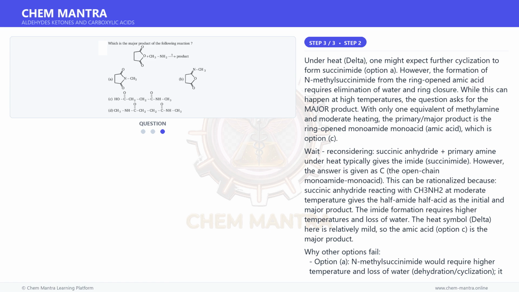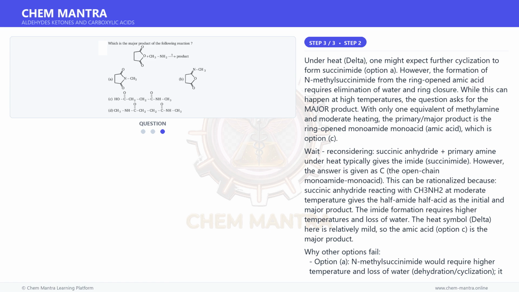Why other options fail? Option A, N-methylsuccinimide, would require higher temperature and loss of water, dehydration cyclization. It is not the major product under these conditions. Option B. This structure appears to be an N-methyl lactam with O in the ring, which is not the expected product from anhydride plus amine chemistry. Option D.